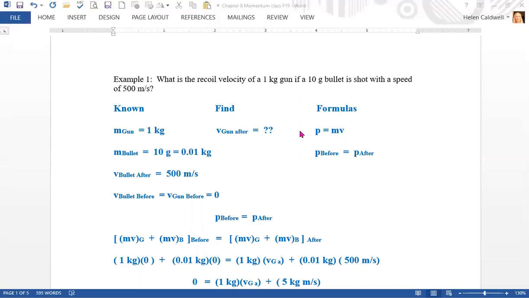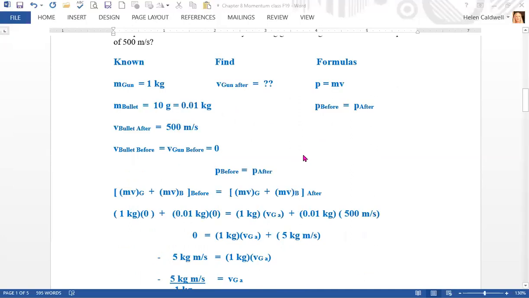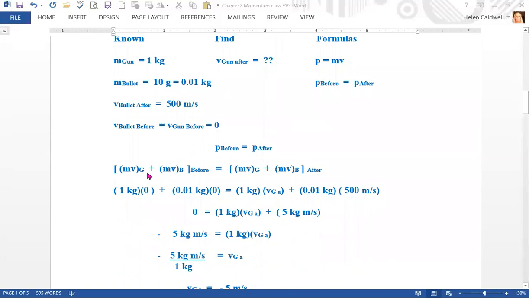So momentum is mass times velocity. So little p is equal to little m times little v. And momentum before equals momentum after. P before equals p after. So we will set it up. P before equals P after. Momentum is mass times velocity. So mass times velocity of the gun plus mass times velocity of the bullet, both of them before, notice I've got brackets here, equals mass times velocity of the gun plus mass times velocity of the bullet, both of them after.